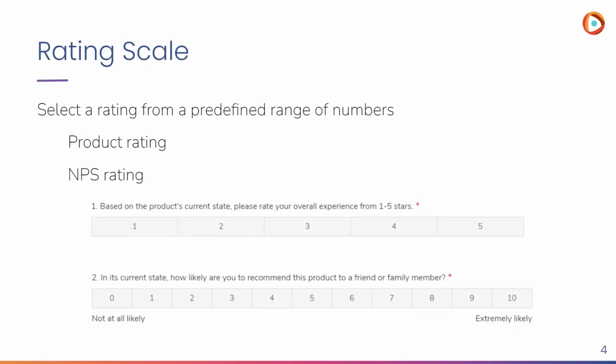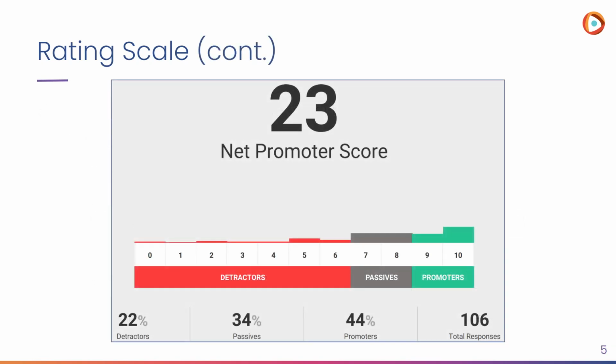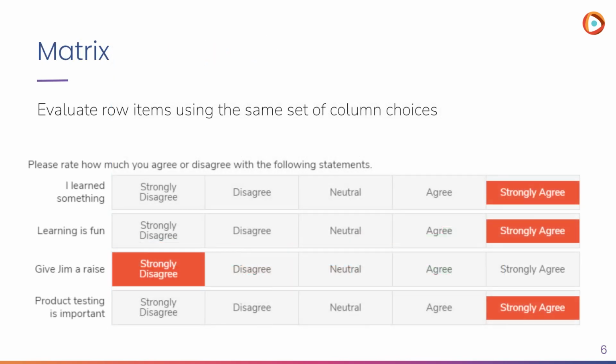Next up is a rating scale. So selecting a rating from a predefined range of numbers. This is great for product ratings and NPS ratings. You can see that we have two examples right down here. So based on the product's current state, rate your overall experience, and then how likely are you to recommend this product to a family or a friend. And then we can also generate some cool NPS kind of charts and graphs using the data from this form element.